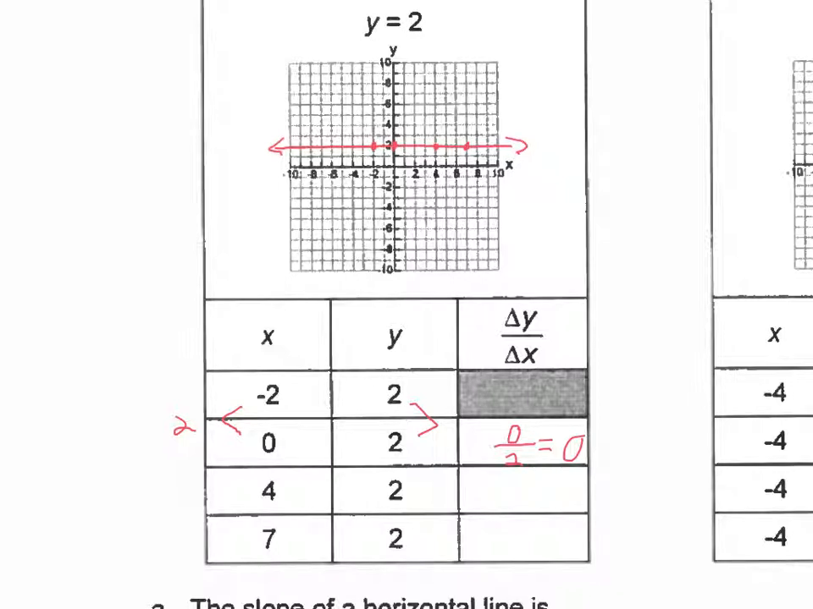Okay? All right, so what is the change in y from 2 to 2? Well, again, that's nothing. There is no change when you go from 2 to 2. Okay, what about our x change? What's the change in x from 0 to 4? Well, this would have a change of 4, right? Positive 4. Okay, so we put that here. 0 divided by 4 is still 0. So our slope appears that it's going to be 0.